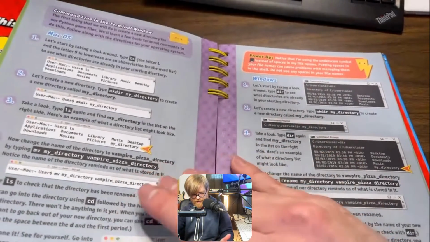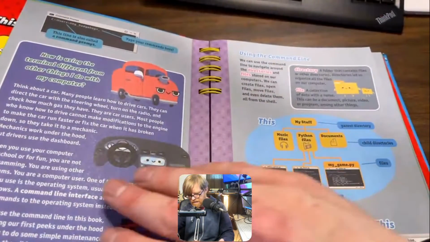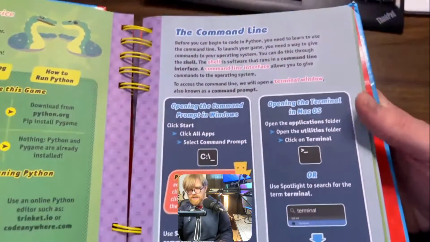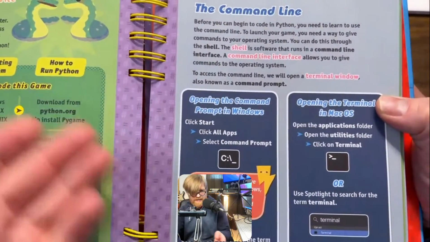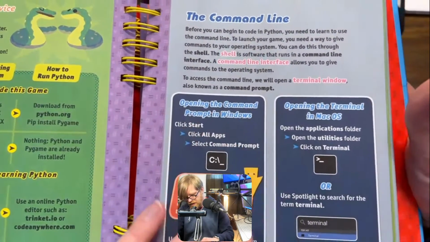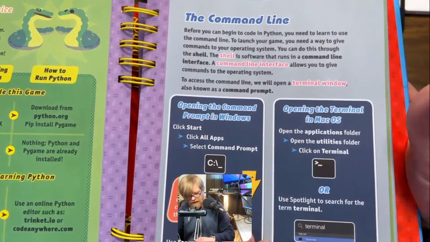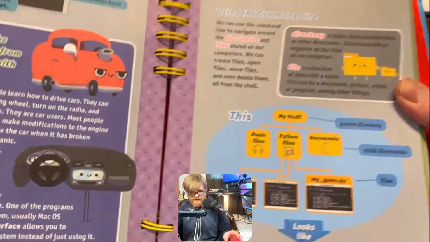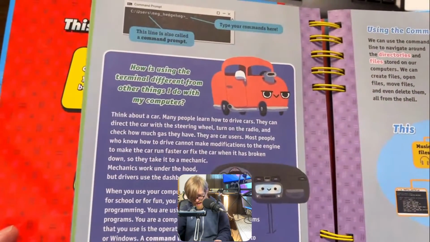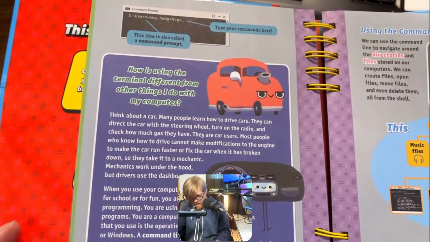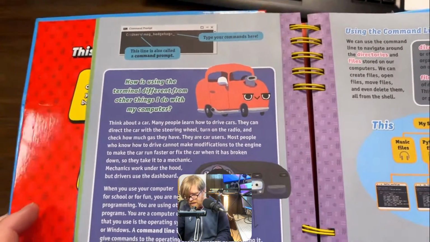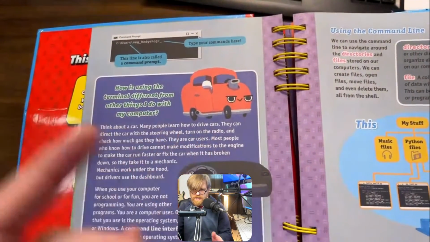I'm wondering, do we need to do any setup in this section? It's telling us, let's skim this really quick. So it's telling us how we're going to interact with the computer in a terminal. I'll show you that in a moment. And it's telling us what kind of devices we can get Python on, how is using the terminal different from all the other things I do on my computer. Well, we're going to be typing in instructions, right?